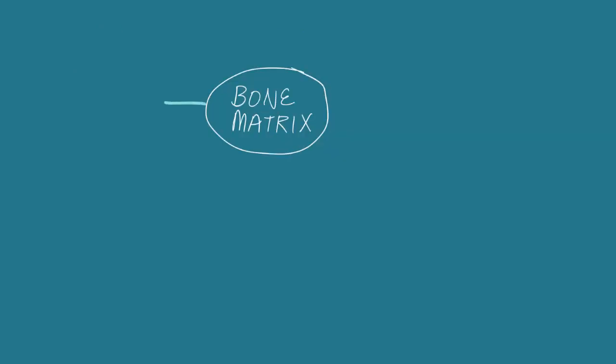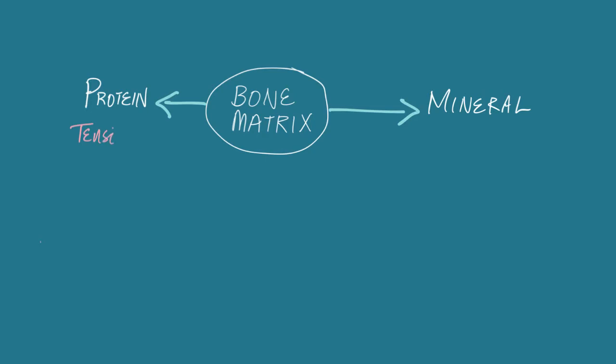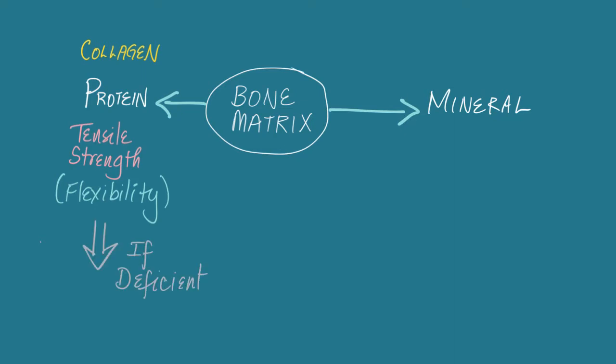So what does bone matrix contain? Bone matrix has two major elements, protein and mineral. The protein part of the bone matrix provides tensile strength to the bone. In other words, it makes it more flexible. The protein that we're talking about is collagen. Collagen is a very tough protein. If collagen is deficient, it removes the flexible quality of the bone and makes it brittle. So the brittle bones can break easily.